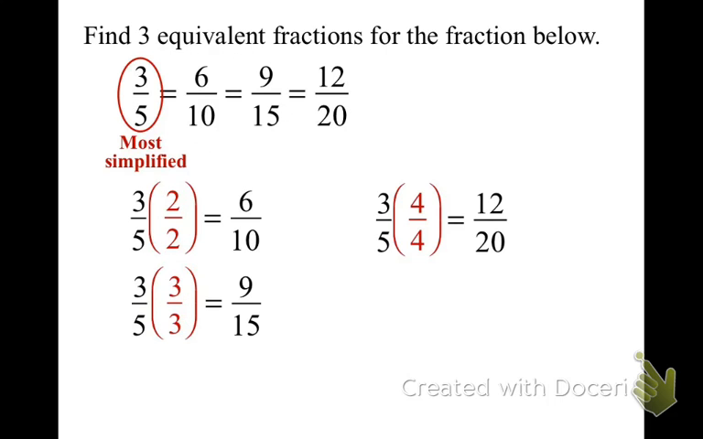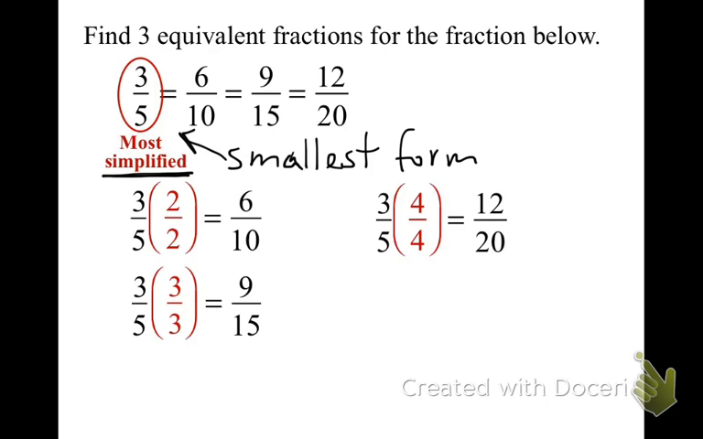One thing I want to notice though is 3/5 is most simplified. It's going to ask you to simplify it. We want to get it down to the smallest form. Simplified is the smallest form. That is what we're looking for though.